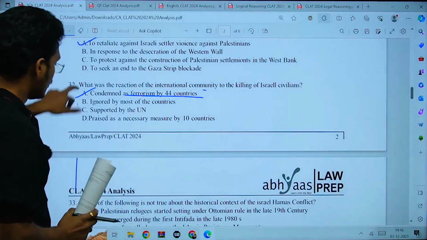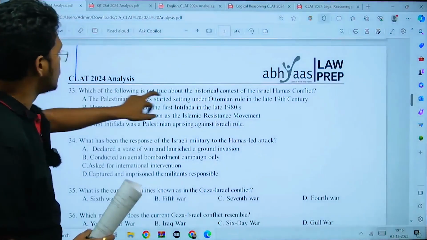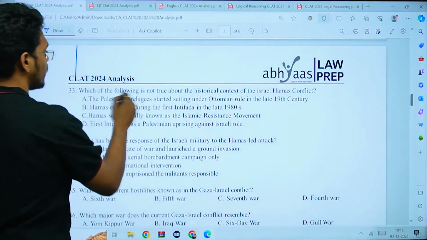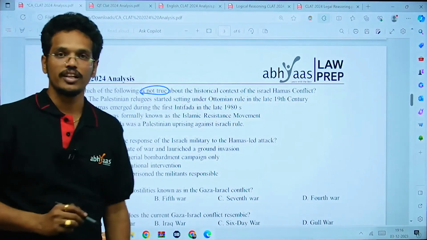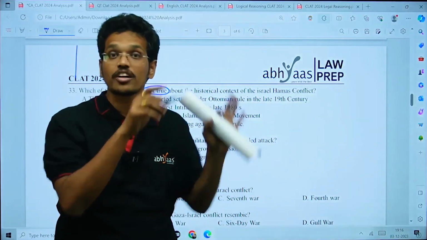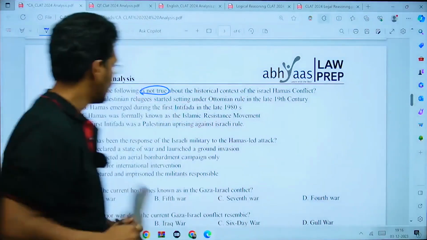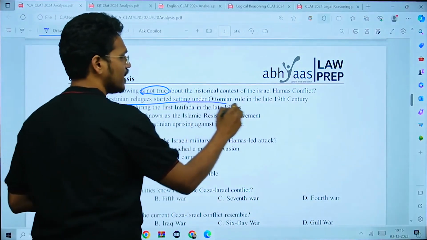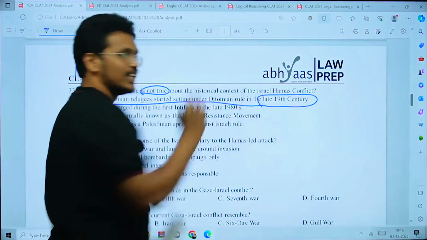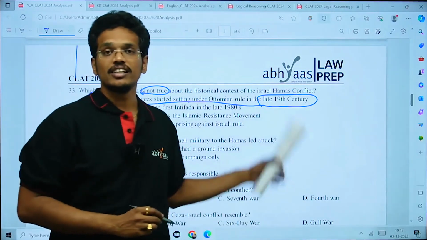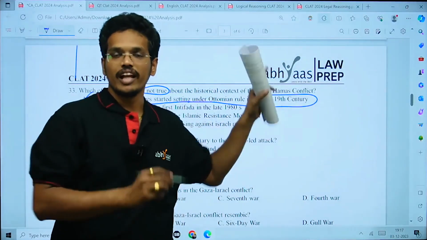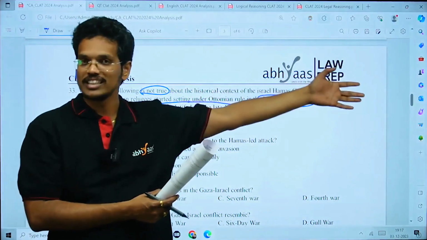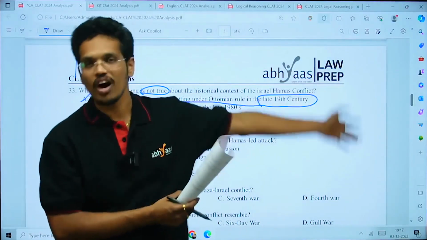Next, which of the following is not true about the historical context of the Israel-Hamas conflict? You need to observe the question carefully. It is asking which is not true, which is a false statement. If you carefully look into the options, the Palestinian refugees started settling under Ottoman rule in the late 19th century. That is the keyword here. It is in the 19th century, the 1800s only. But it is about the Ottoman Empire, which is 14th century. So this is not true. This is the false statement.